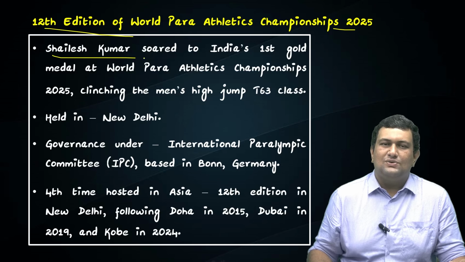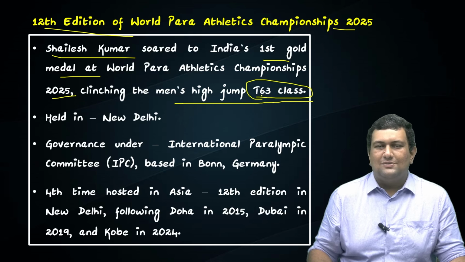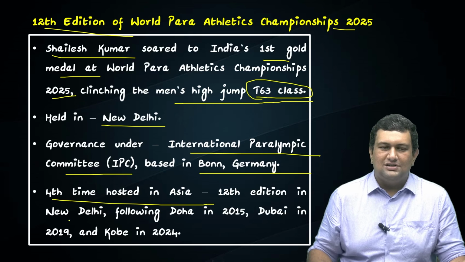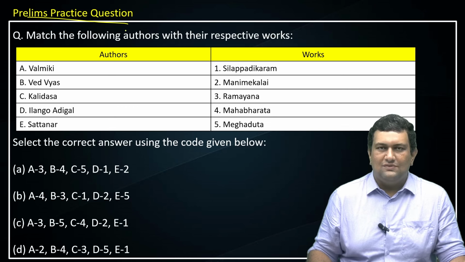And Sailesh Kumar soared to India's first gold medal at the World Para Athletics Championships 2025, clinching the men's high jump T63 class. These are different classes based on the types of disability. So it was held in New Delhi, and its governing body is the International Paralympic Committee. It's based in Bonn, Germany. So this is the fourth time it is hosted in Asia. The 12th edition is in New Delhi, following Doha in 2015, Dubai in 2019, and Kobe in 2024. So we will see a prelims practice question regarding these topics.